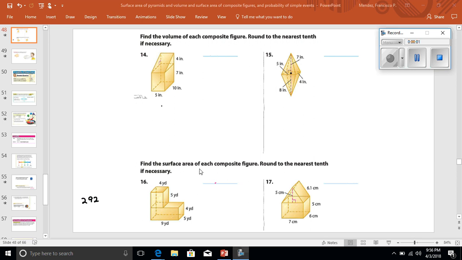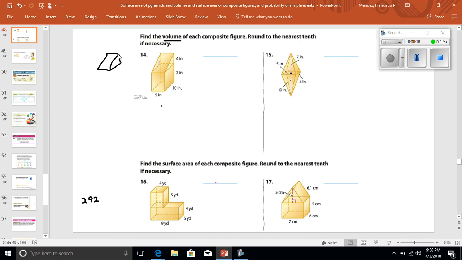Volume and surface area of composite figures. Let's go ahead and work these out. First one is for volume, so we're going to be finding out what it can hold. When I look at this, I see two shapes. One is a triangular prism.